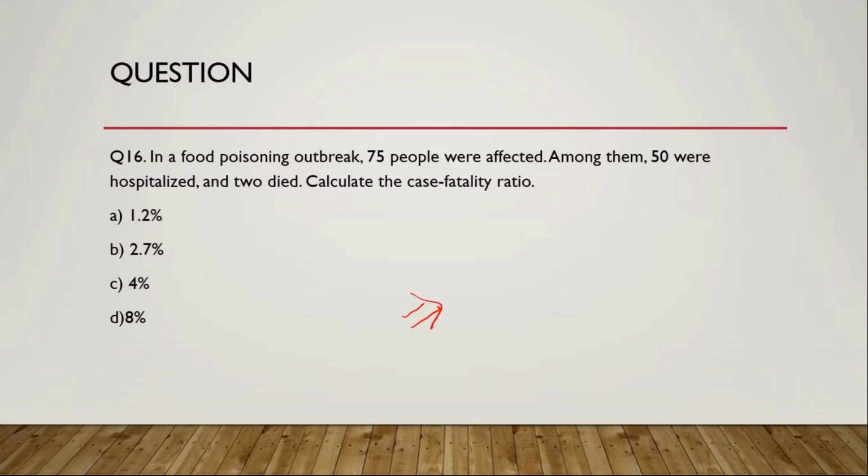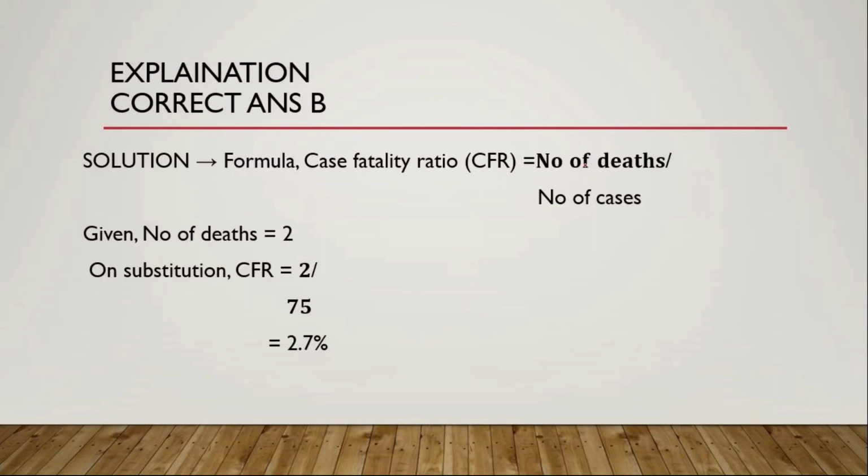Ma'am, 2 divided by 75 into 100. Yes, so it is 2 divided by 75 into 100. It is number of deaths upon number of cases. The number of deaths is 2 and the number of cases is 75. So 2 by 75 into 100 is equal to 2.7%. Good. Dr. Afroz, it is clear to you also? Yes, ma'am.